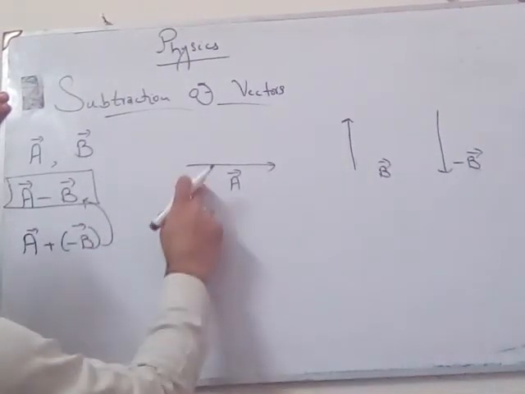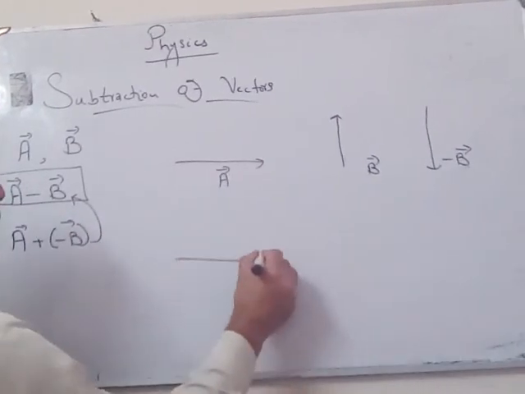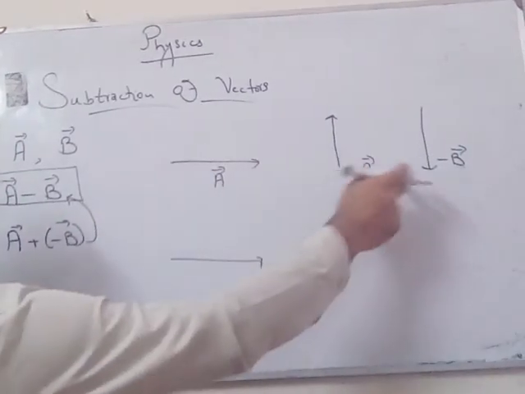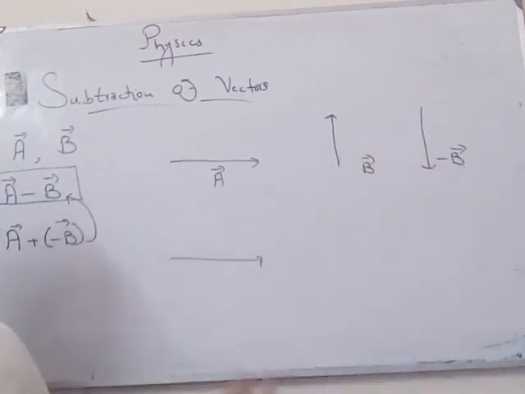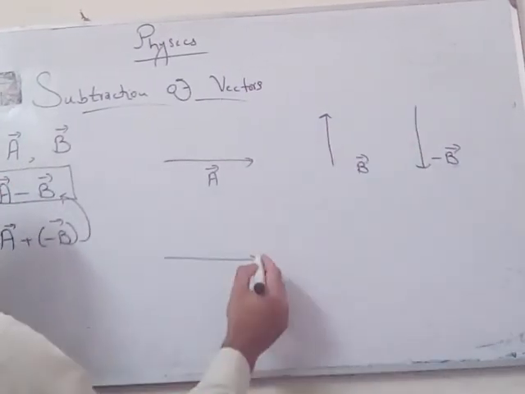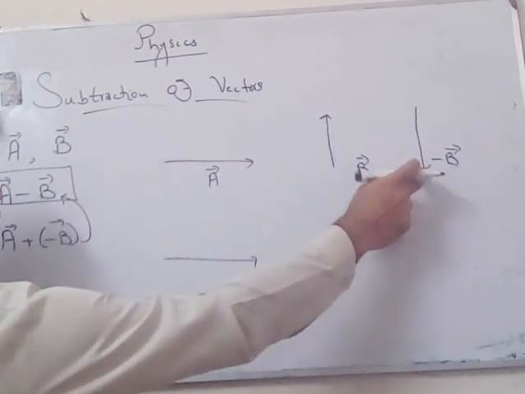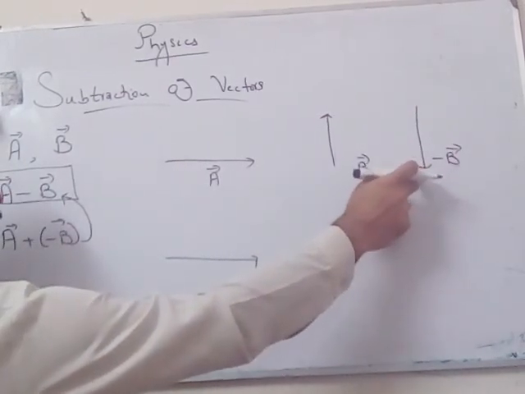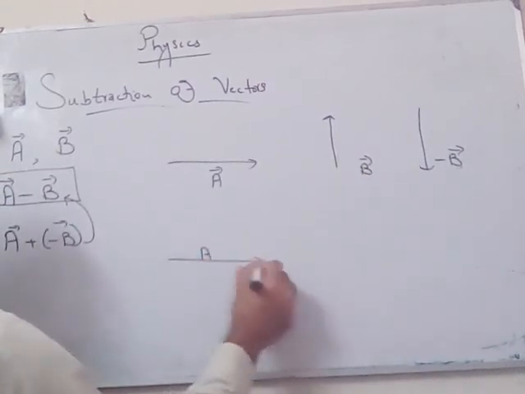Now again by head-to-tail rule, first draw vector A, then draw the vector minus B, not the B, minus B we will draw now, and the tail of the second vector, that is minus B, we will connect with the head of the first vector, that is A.